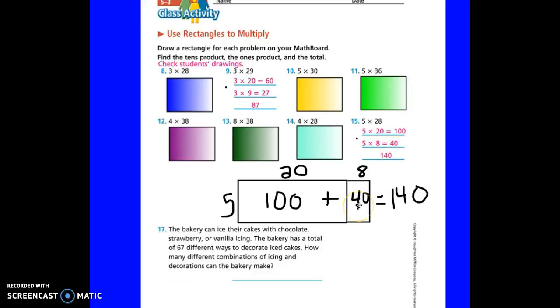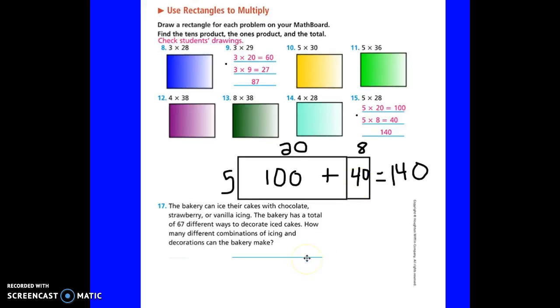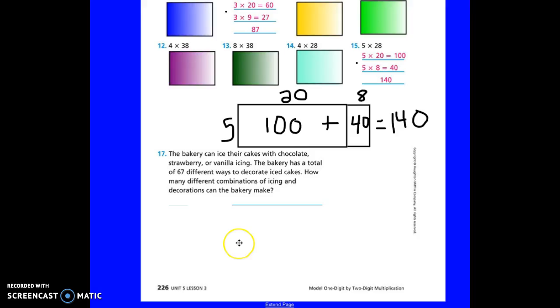All right, let's go ahead and do a word problem down here. It says the bakery can ice their cakes with chocolate, strawberry, or vanilla icing. The bakery has a total of 67 different ways to decorate ice cakes. How many different combinations of icings and decorations can the bakery make?